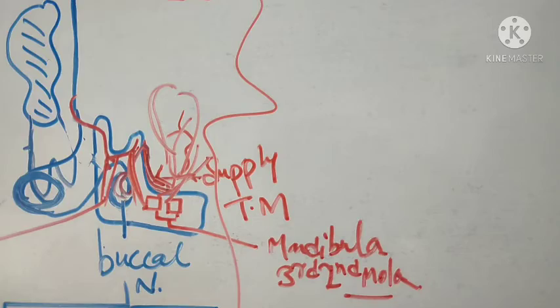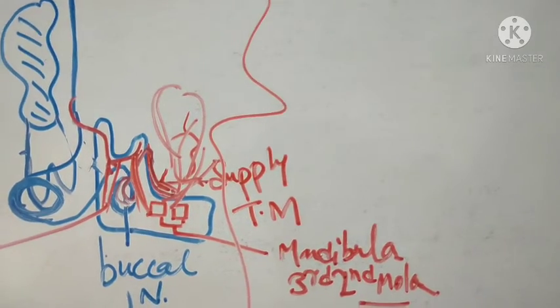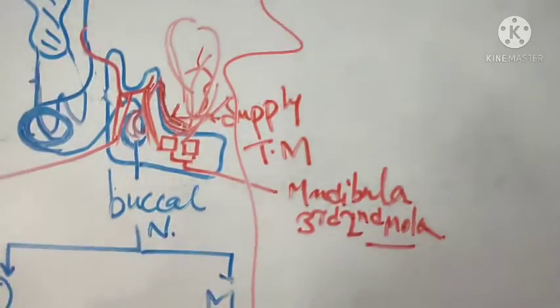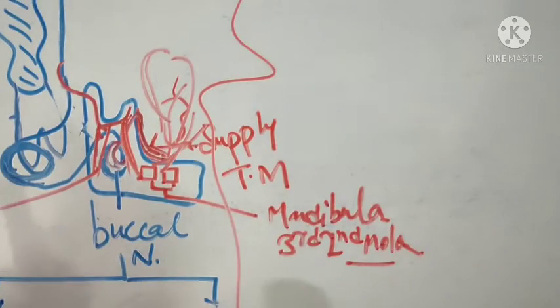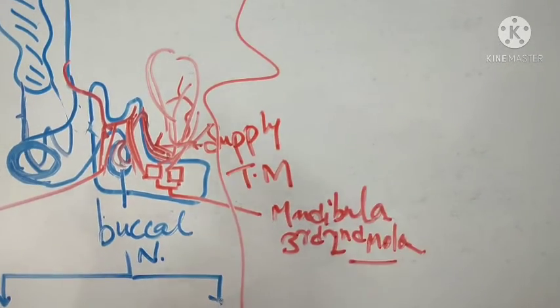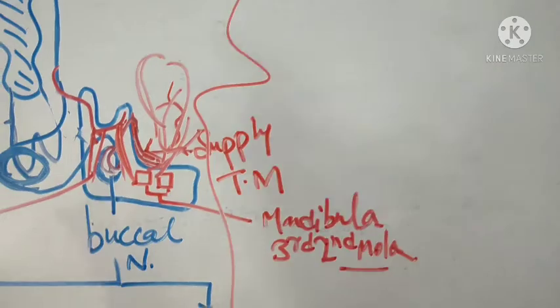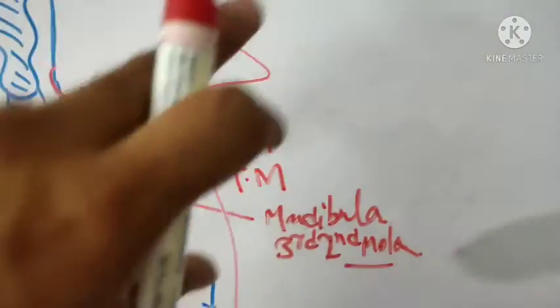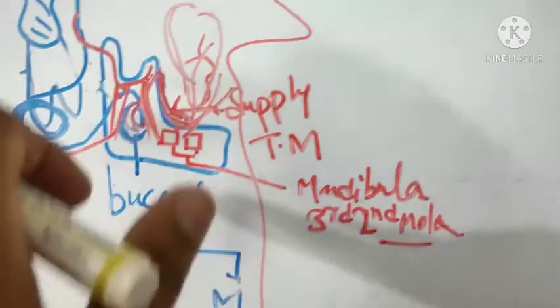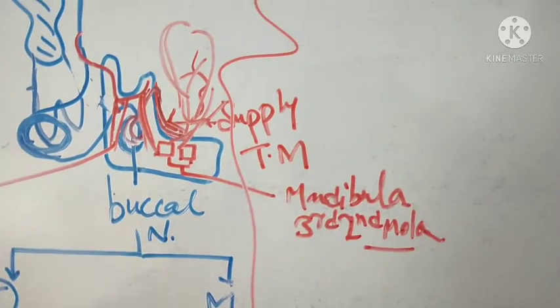So this buccal nerve is also called the buccinator nerve, but one thing must be remembered: it does not supply the buccinator. Never remember that it supplies the buccinator. People think that it supplies the buccinator. All these things were the motor division of the mandibular nerve.